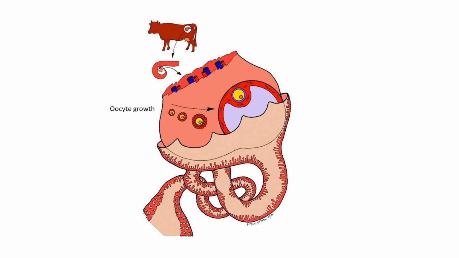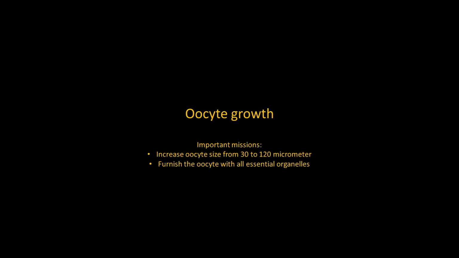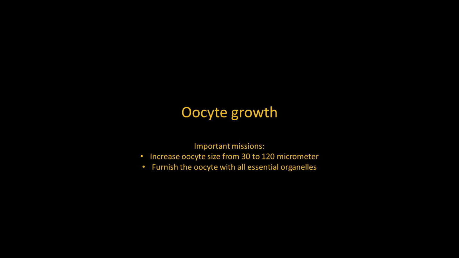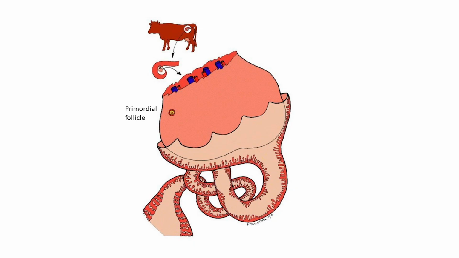Let's focus on this series of developmental stages and zoom in on oocyte growth. During this phase of development, the oocyte grows from 30 to 120 micrometers in diameter, the equivalent of a 64-fold increase in volume. Growth is accompanied by the synthesis and proliferation of various organelles. Oocyte growth commences with the activation of the resting primordial follicle.